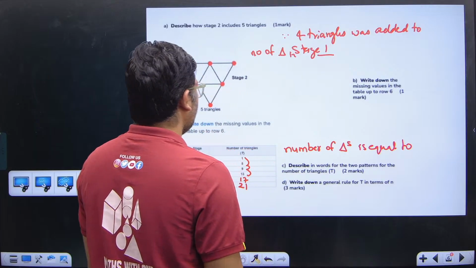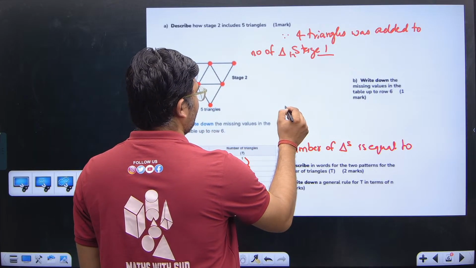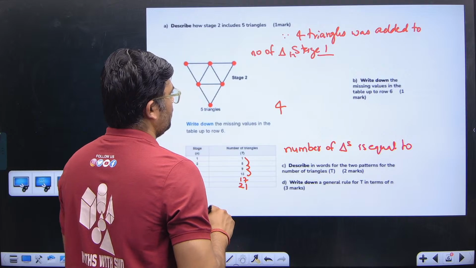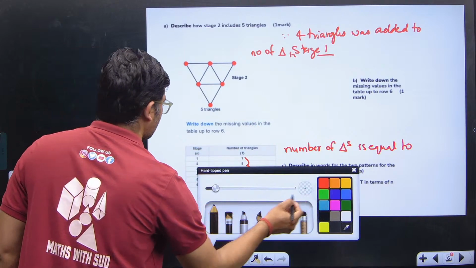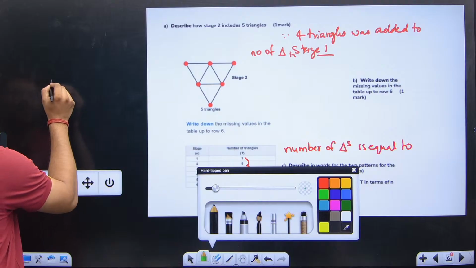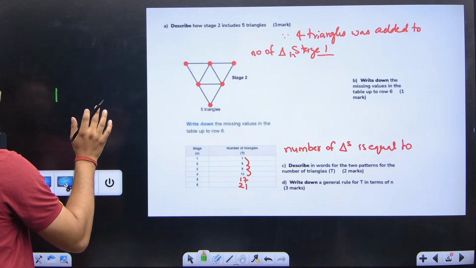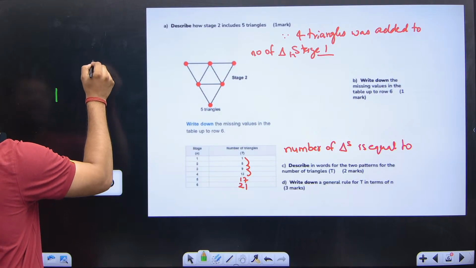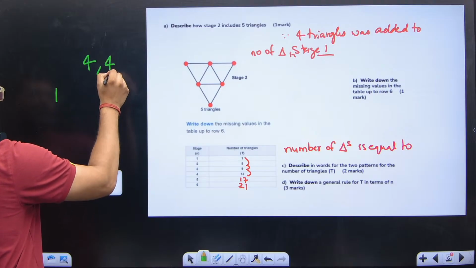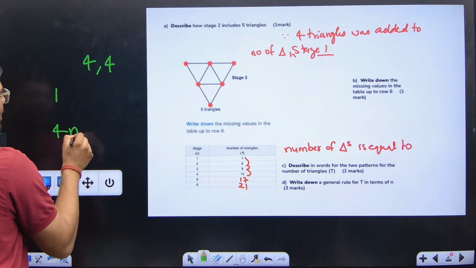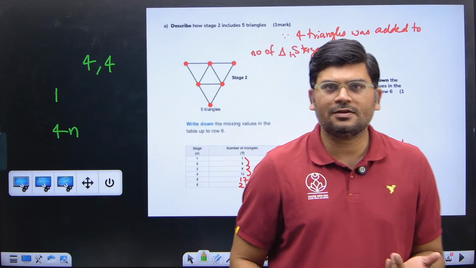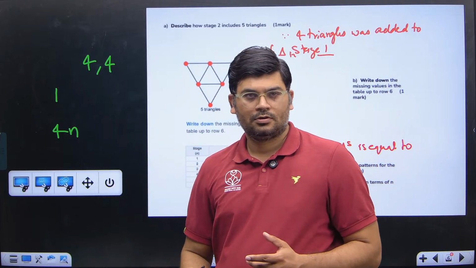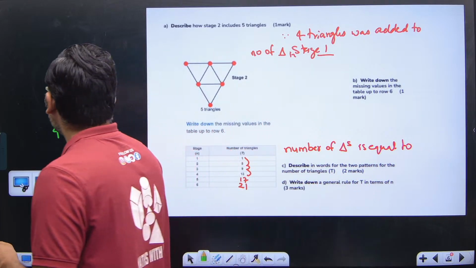So let me write the equation for you. You can see that 4 was added. No, first let me tell you how to write the equation, okay? So what was the first triangle? So 1 was there in the first. After that, what was being added? 4 was added. Are you getting it? So you will write 4n, and tell me, 1 is how much less than 4? 3. So you will write 4n minus 3.